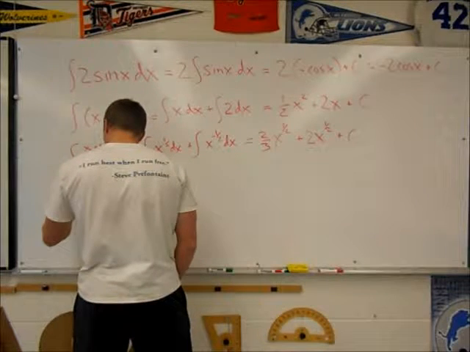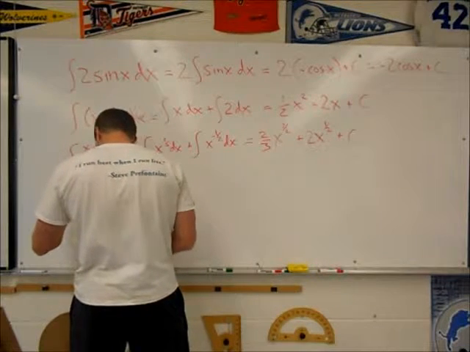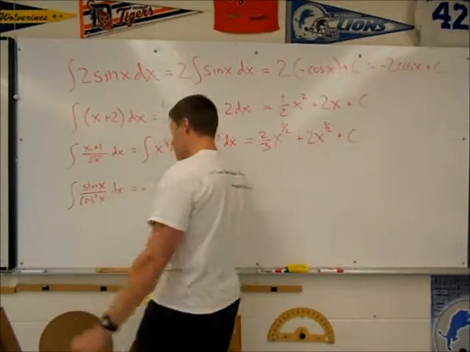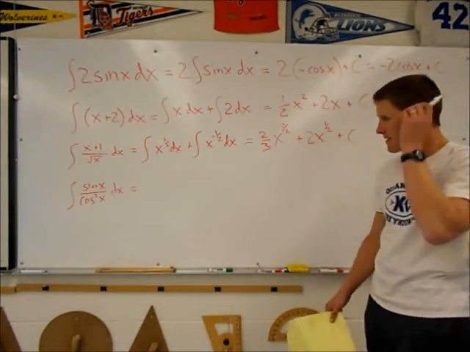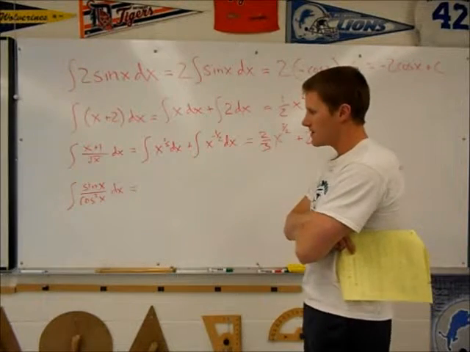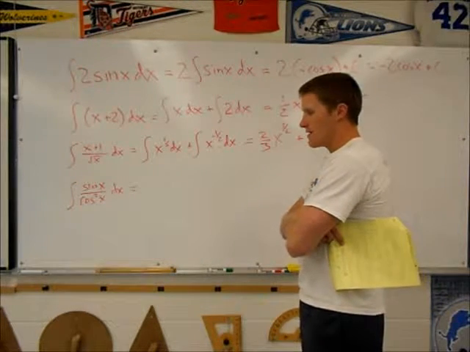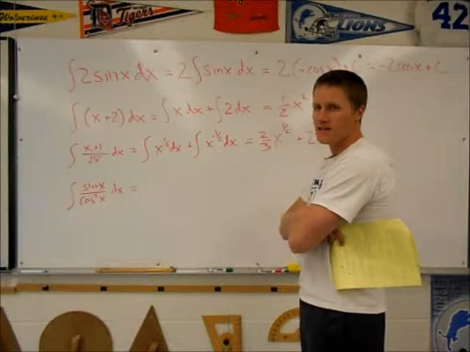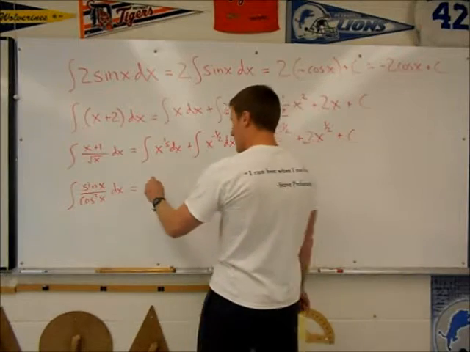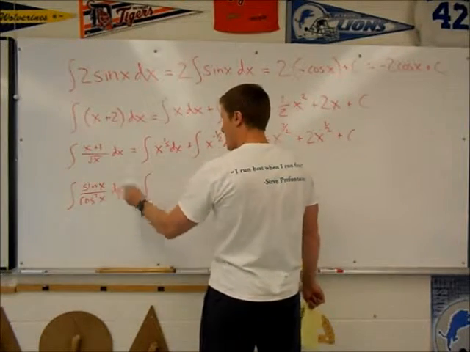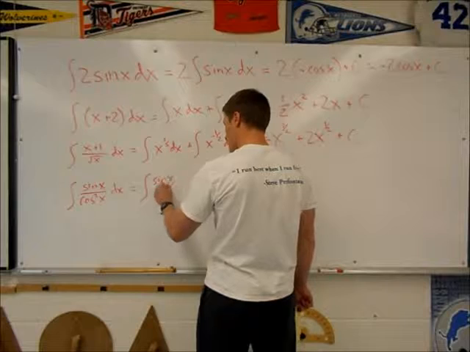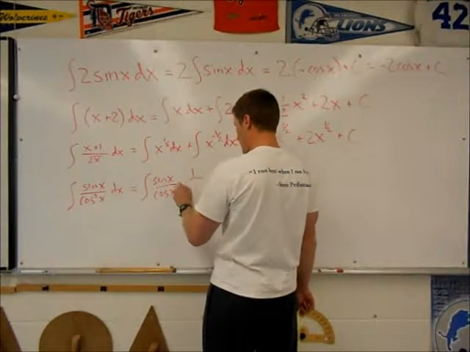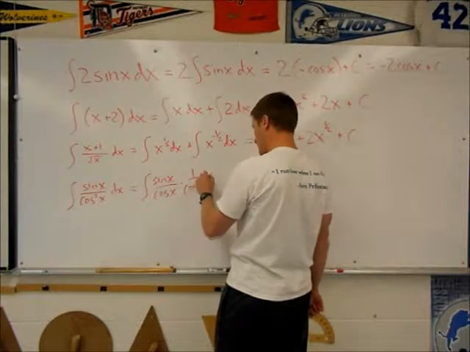Last one, keeping the trig going. The integral of sine x divided by cosine squared x dx. Once again, we're thinking backwards. The derivative of what gives you that? That's kind of messy, so we're going to do a rewrite. Let's group sine and cosine together. One sine and one cosine. And then there's going to be 1 over cosine left over.